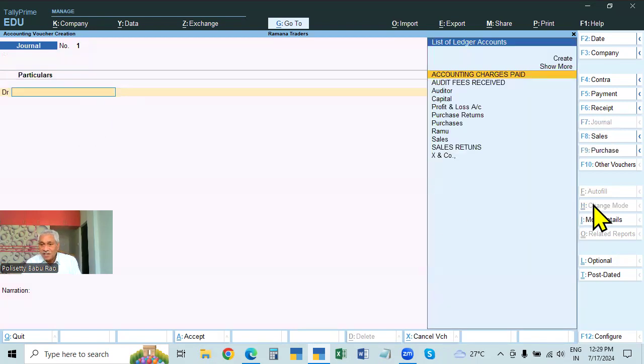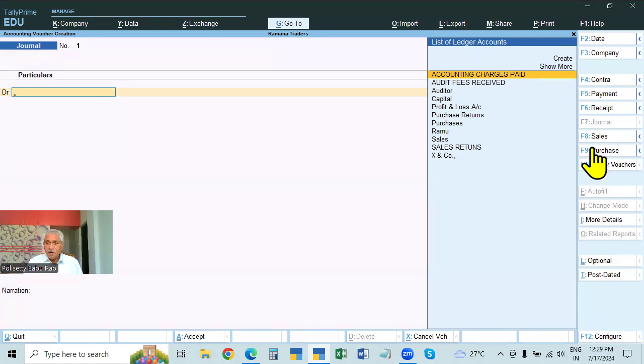For journal, only double entry is available. See here, changing the mode from double entry to single entry is invalid. That is disabled. That is not available. For journal, we have to record only under the double entry method. So what are the transactions? Not all transactions are recorded in this.